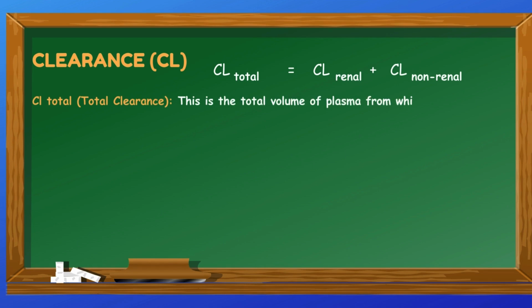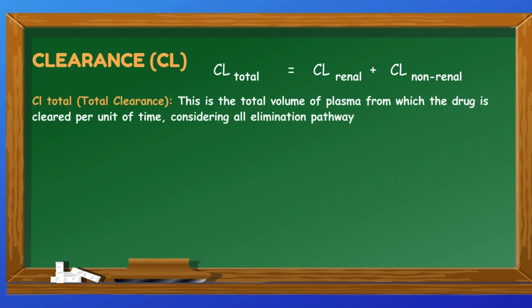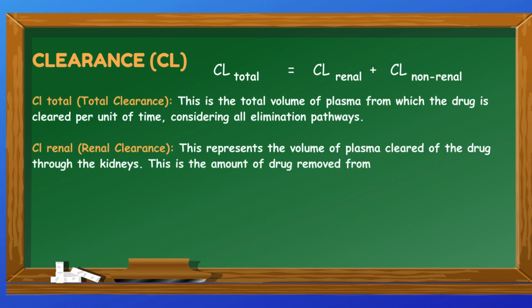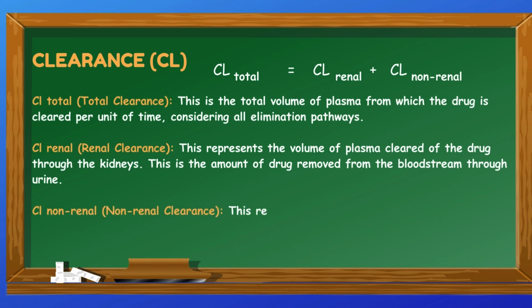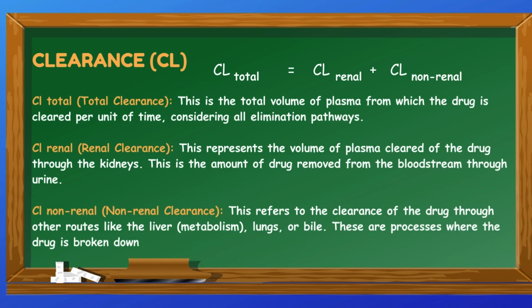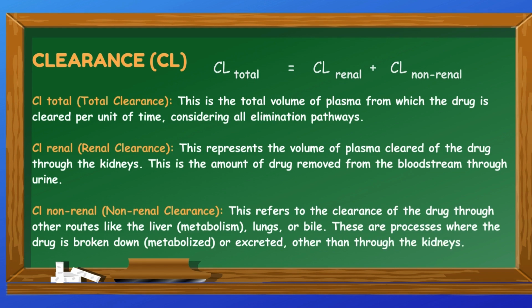Let me explain the terms in the formula. Total clearance: this is the total volume of plasma from which the drug is cleared per unit of time, considering all elimination pathways. Renal clearance: this represents the volume of plasma cleared of the drug through the kidneys. This is the amount of drug removed from the bloodstream through urine. Non-renal clearance: this refers to the clearance of the drug through other routes like the liver, metabolism, lungs, or bile. These are processes where the drug is broken down, metabolized, or excreted other than through the kidneys.